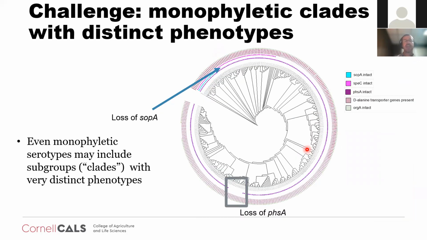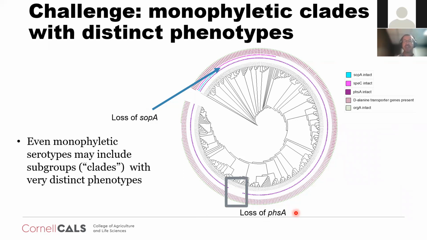The second issue is that even if a Serovar is a monophyletic clade, within that Serovar you can have very distinct subgroups. This is an example of a Salmonella Serovar. This tree is all the same Serovar, but what you can see is that all of the isolates in this group have lost sopA, a key virulence gene. Another subgroup that comes from this ancestor lost phsA, another virulence gene. So even within a Serovar, we can have distinct subgroups that differ in their likelihood to cause human disease.